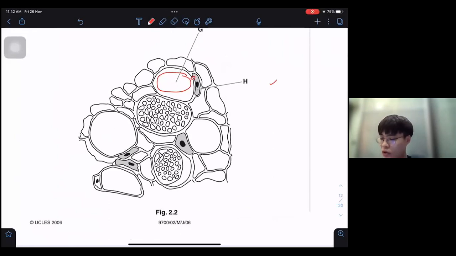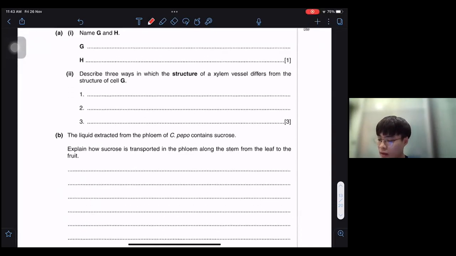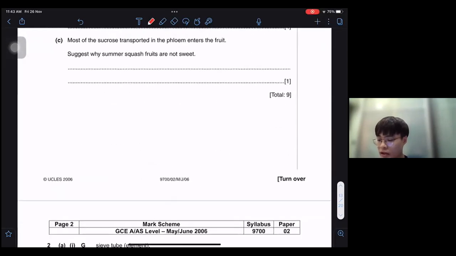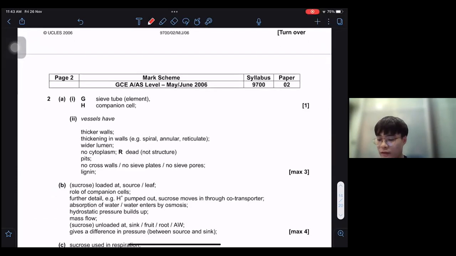And describe 3 ways in which the structure of a xylem vessel is different from the structure of cell G. So we look at the mark scheme. Xylem vessels have thicker walls, and thickening in walls.